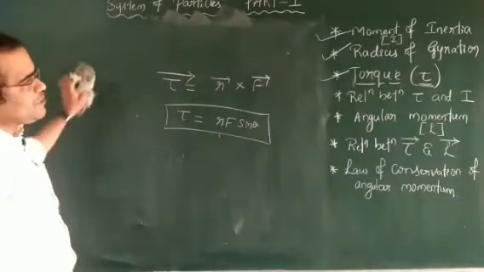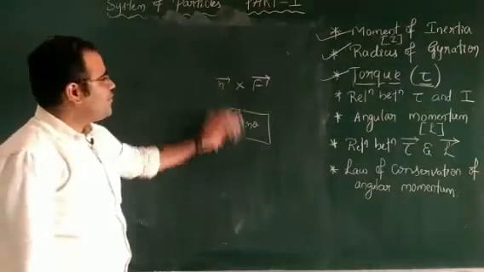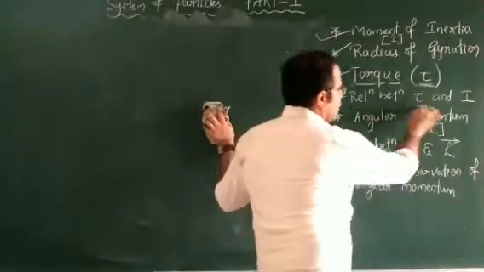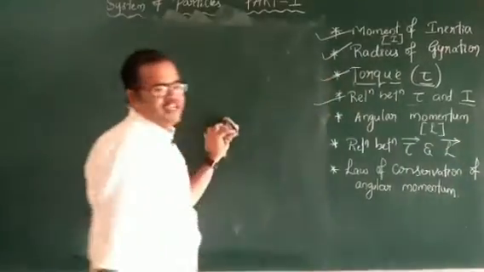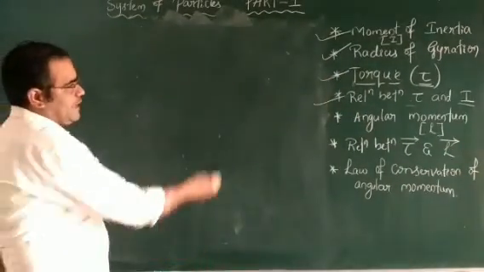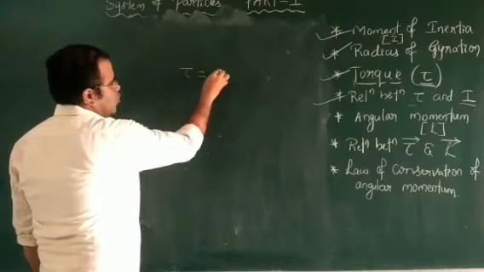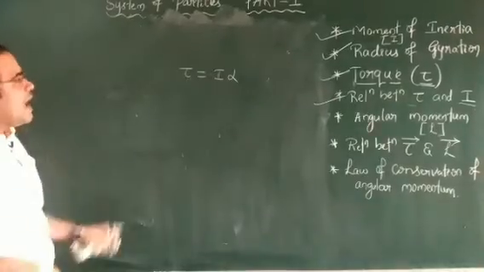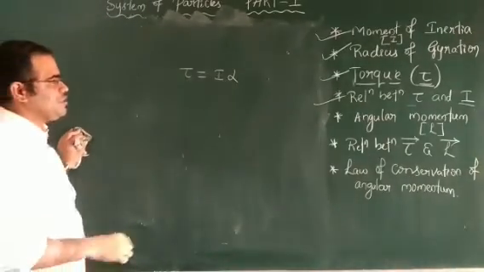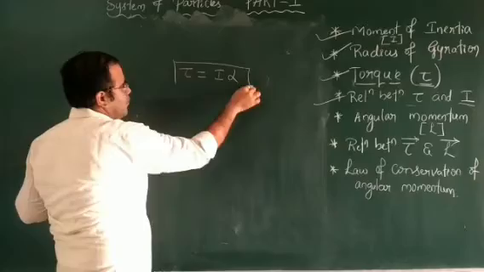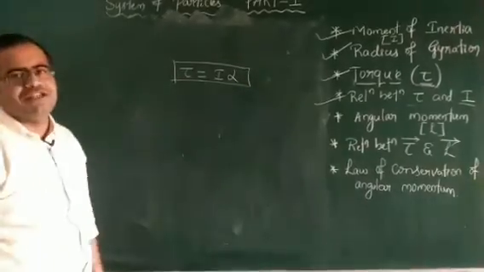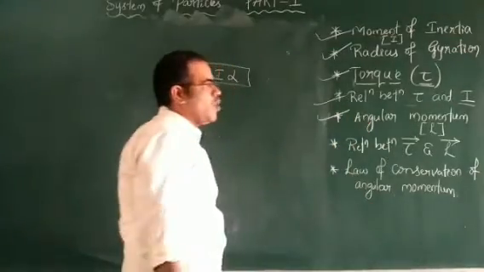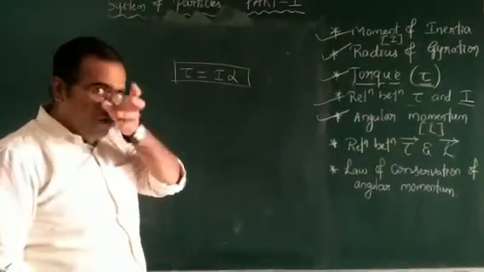Next, what is the relation between torque and moment of inertia? When we observe the relation there, it is given by tau is equal to I alpha. So this is the equation, a relation between torque and moment of inertia. A very important relation, so we should remember it.